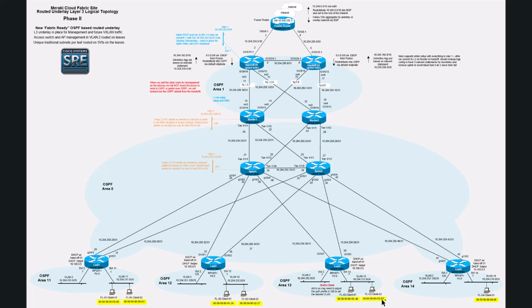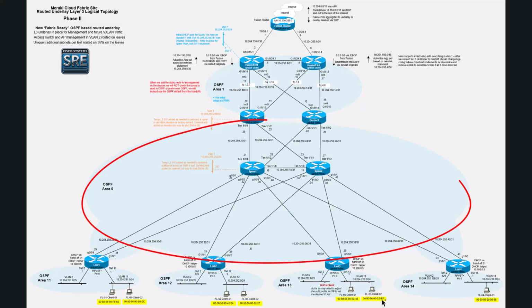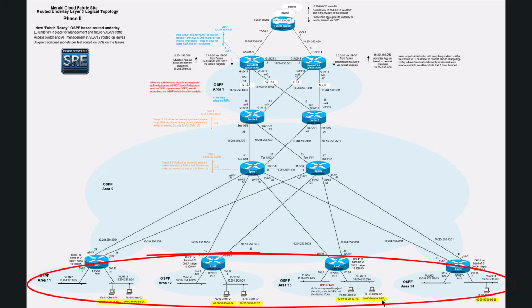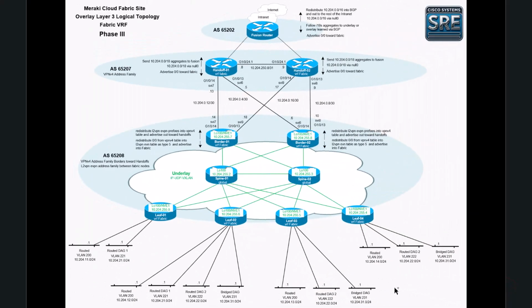In Phase 2, we established our foundation by building a fully routed underlay. We configured every port in the fabric as a routed interface and deployed OSPF to ensure total reachability. You will notice Area 1 extends north of the borders to our handoffs, a design choice necessitated by the current dashboard limitations regarding OSPF to BGP redistribution. Internally, the fabric operates in Area 0, while we assigned Area 11 through 14 to the south. Each area represents a floor switch or multiple switches per floor.